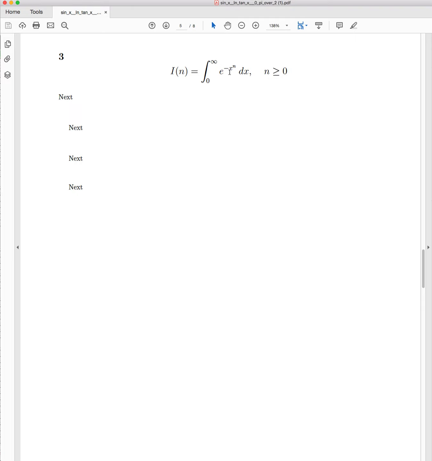Okay, now the way in which I'm going to represent this function is in terms of the gamma function. So the gamma function looks very similar to this, but instead of having x to the power of n, it just has an x here. So let's have a look at that. Gamma of n is equal to the integral from 0 to infinity of x to the power of n minus 1 e to the negative x.